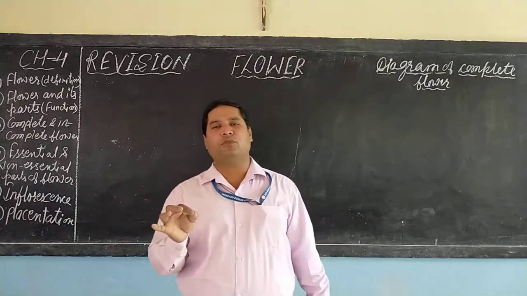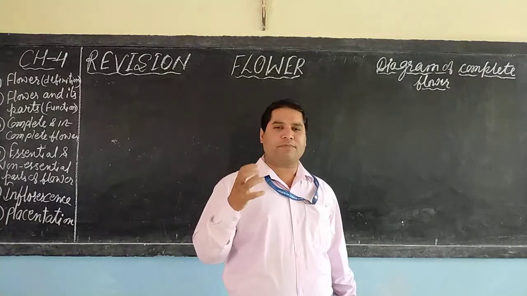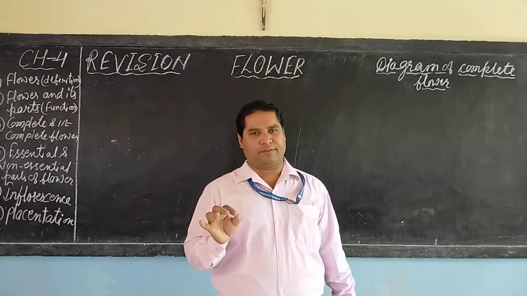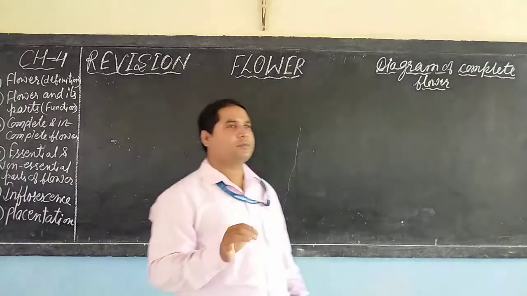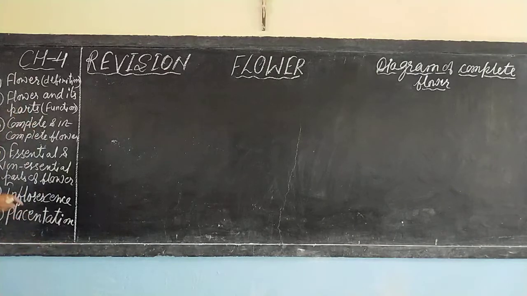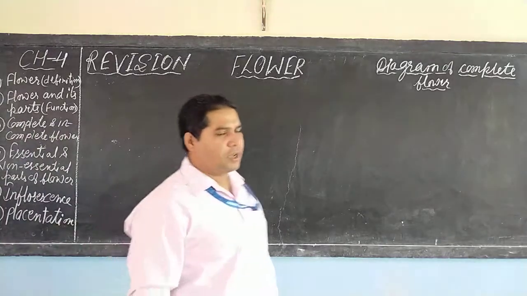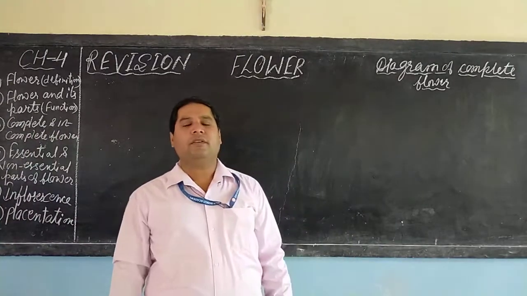In this video, I am going to explain chapter 4, flower, in a summarized way. So let us proceed to the chapter flower. In the following points, I am going to explain first the flower and its definition, flower and its part, function and location. Third, complete and incomplete flower. Fourth, essential and non-essential part of the flower, inflorescences, presentation, bisexual and unisexual flower.